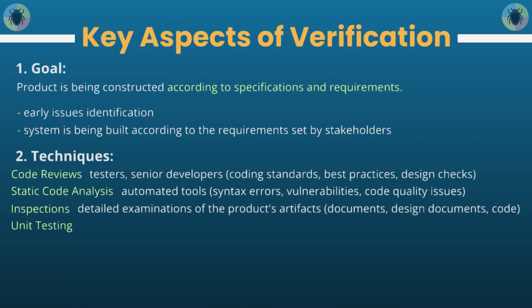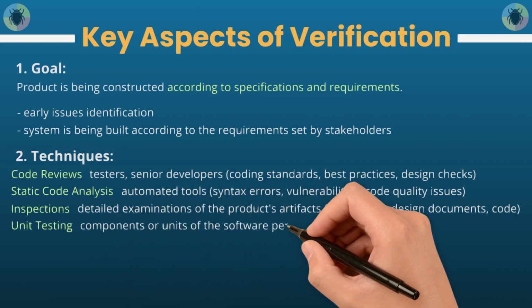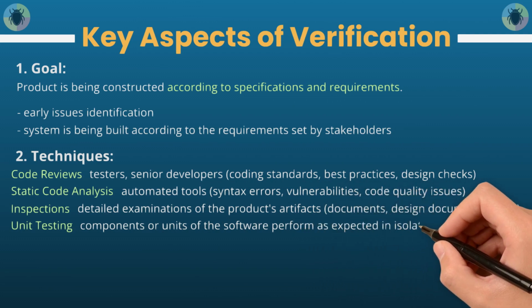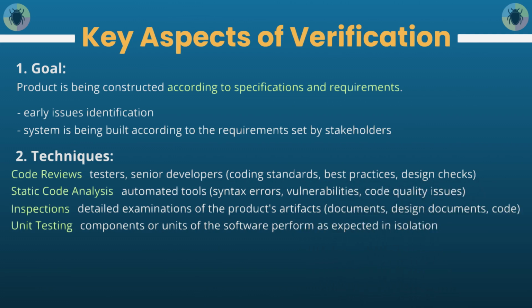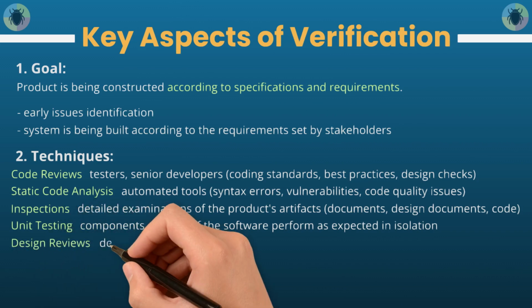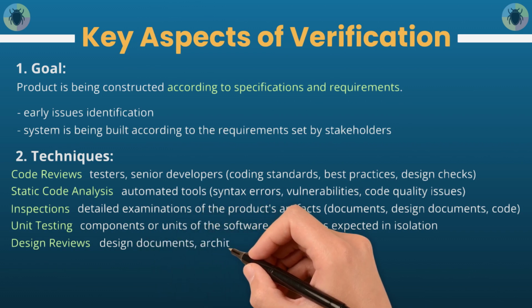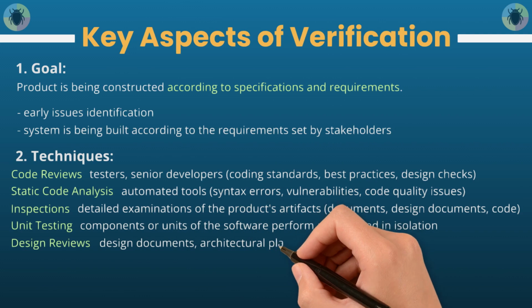Unit testing. Unit tests are designed to verify that individual components or units of the software perform as expected in isolation. This technique ensures that each part of the code functions correctly before it is integrated with other parts of the system. Design reviews. These reviews assess design documents and architectural plans to ensure they align with requirements and specifications.